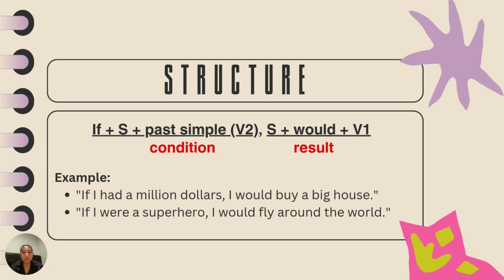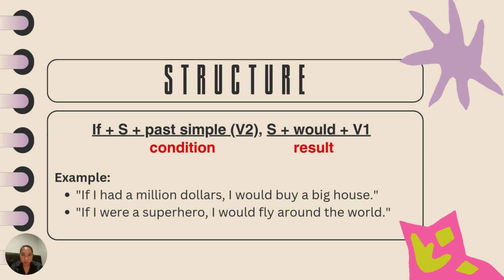Okay. So for the condition, you use if, of course, when we are talking about the condition or the situation. In second conditionals, you use if plus subject plus past simple or verb two. This time for second conditional, you use past simple or verb two. And for the result, you use subject plus would plus verb one. Okay, so it's different from first conditionals.